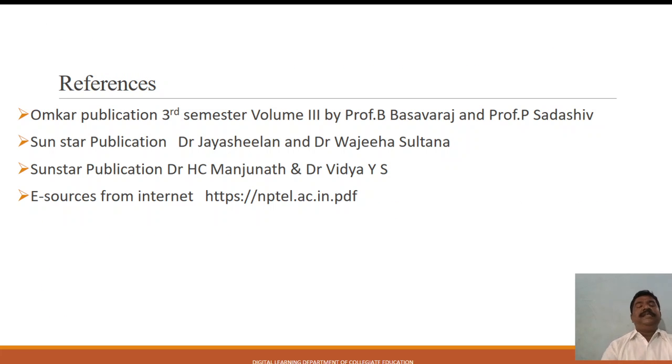So these are the references we have used for this class: Omkar Publications with Basavaraj and Sadashiv, Sunstar Publications, Dr. Jaishila and Vazia Sultana, and H.C. Manjunath and Dr. Vidya, and also a few internet resources.